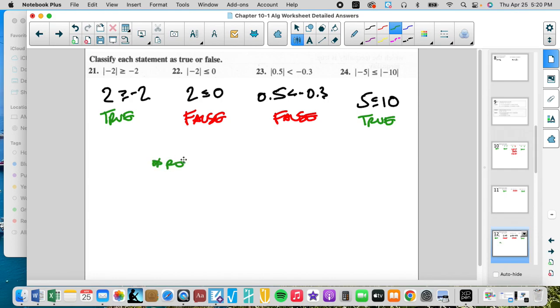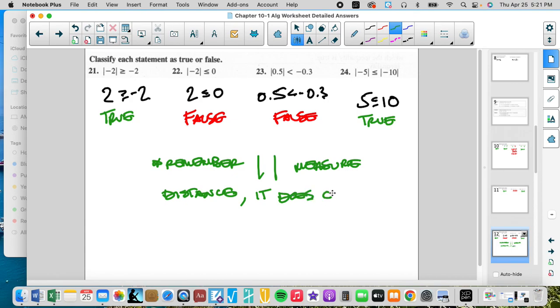Things to remember. Absolute values measure distance. It doesn't care about direction. That's how I teach absolute value. Numbers have direction and distance. So the absolute value just wants the distance of a number.